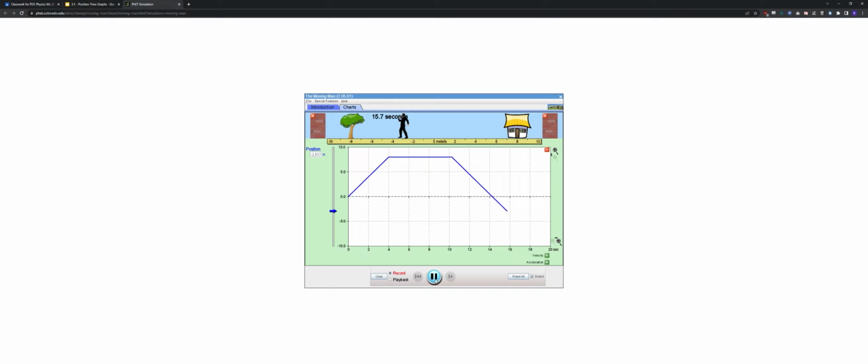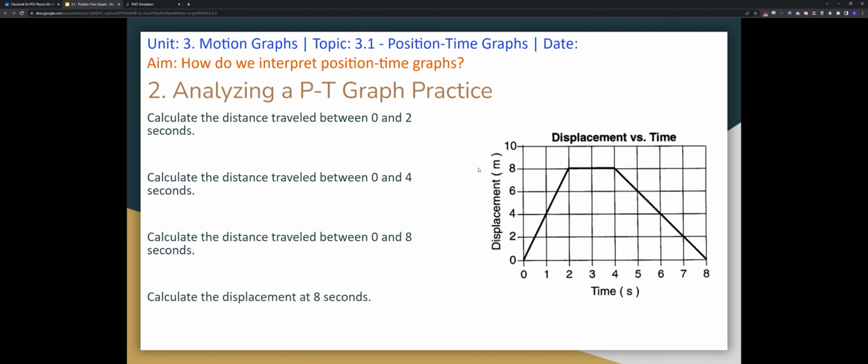And now he goes past 0, and now he has a negative position, right? So he's now at -5 at around 16 seconds. So that's essentially what a position time graph represents. So let's go for these practice problems.